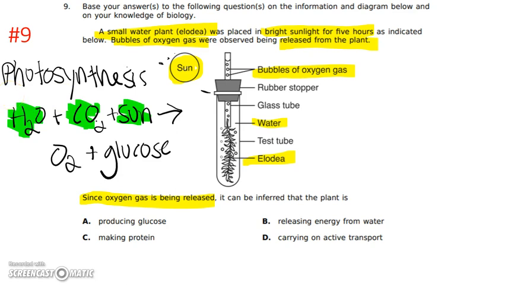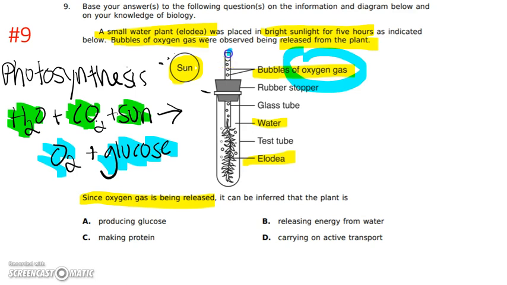So, in the presence of sun and water and CO2, what can be produced from the plant in photosynthesis is oxygen and glucose. Well, we already see that oxygen is being collected here. There's bubbles of oxygen gas coming out of this little straw. So it looks like glucose would also be produced if photosynthesis is taking place. So our answer choices are producing glucose, releasing energy from water, making protein, and carrying on active transport.